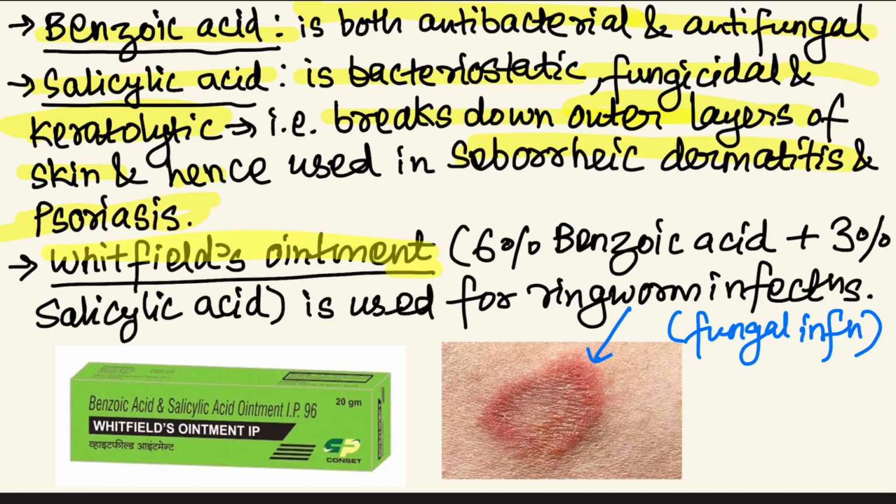Then we have Whitfield's ointment. Whitfield's ointment is basically a combination of 6% benzoic acid and 3% salicylic acid, and it is used for the management of ringworm infection, which is caused by a fungus. So for fungal infections, that is ringworm, we can use Whitfield's ointment, which is a combination of 6% benzoic acid and 3% salicylic acid.